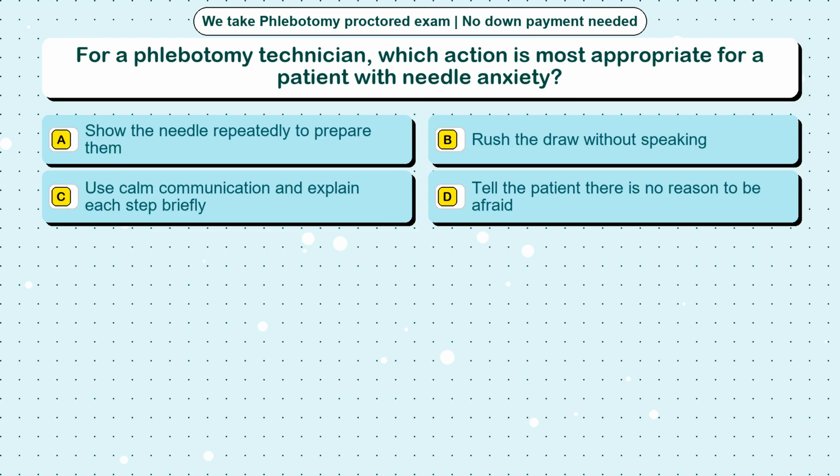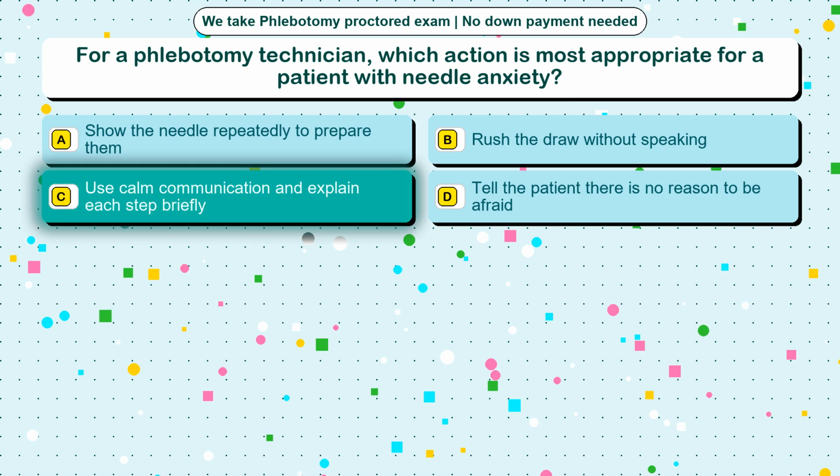Question 50. For a phlebotomy technician, which action is most appropriate for a patient with needle anxiety? Option A. Show the needle repeatedly to prepare them. Option B. Rush the draw without speaking. Option C. Use calm communication and explain each step briefly. Option D. Tell the patient there is no reason to be afraid.